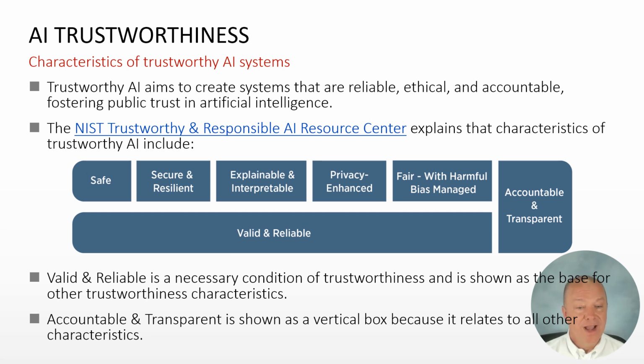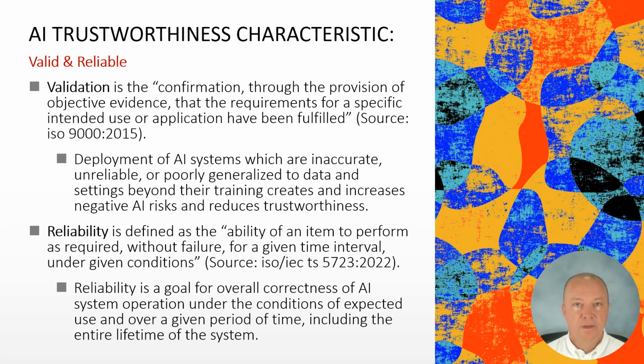So, valid and reliable is a necessary condition of trustworthiness, as shown by the other trustworthiness characteristics. Accountable and transparent is shown as a vertical box because it relates to the other characteristics as well. So we learned that valid and reliable is the foundation for all other desired AI trustworthiness characteristics. What is valid and reliable?